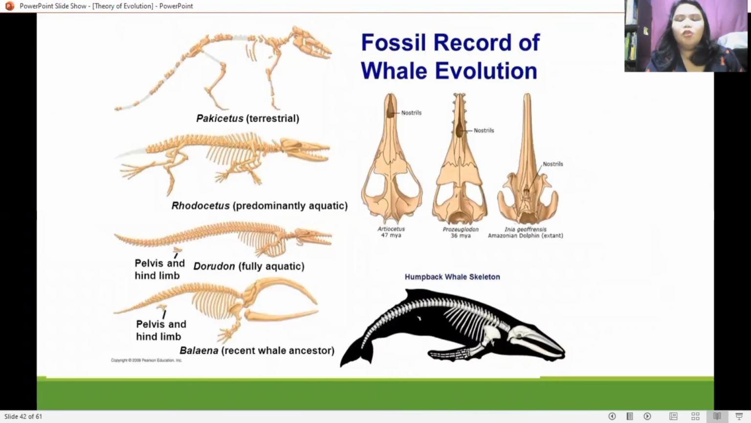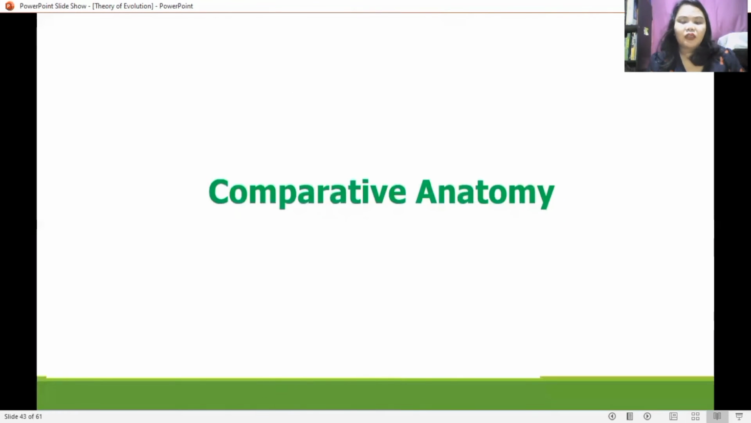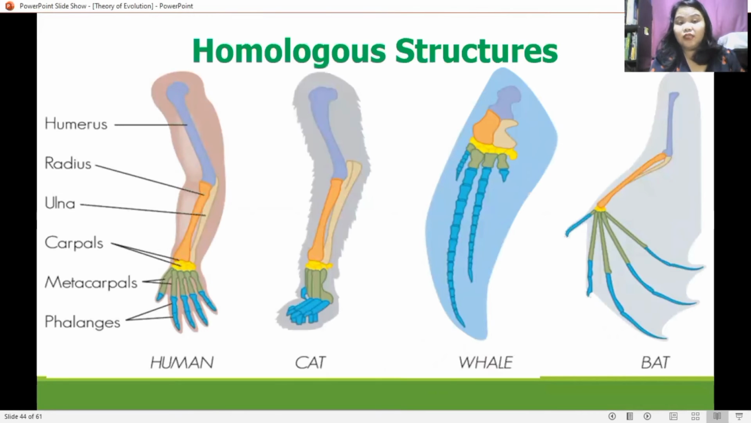Other evidence for evolution is comparative anatomy. Comparative anatomy is a study of similarities and differences in the structures of different species. On this simulation, you will be encountering types of structures like homologous, analogous, and vestigial structures. Let us simulate the part on homologous structures as you see on the simulation. So I have here the arms of a human, cat, whale, and bat. When we say homologous structures, these are body parts of organisms that perform different functions but are of the same origin. This is evidence of common ancestry.